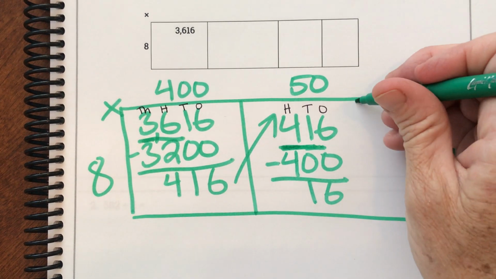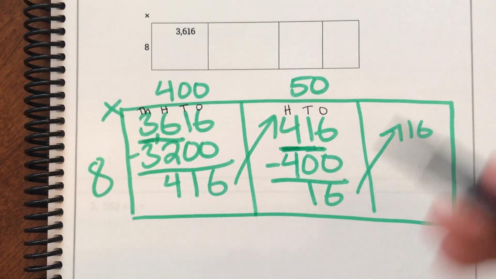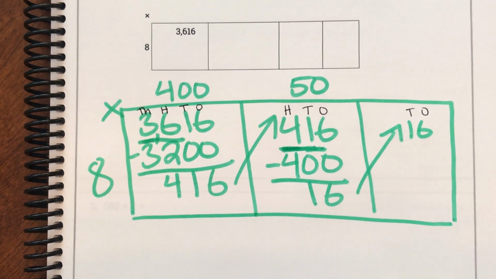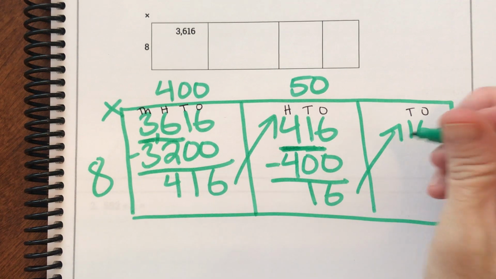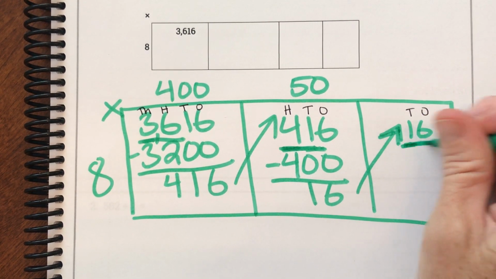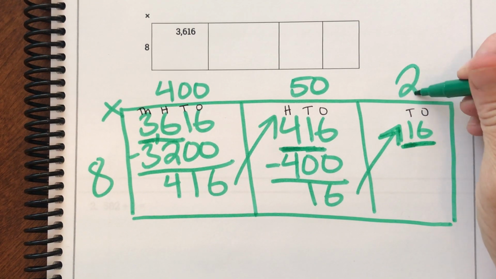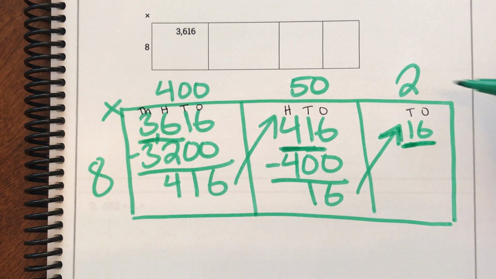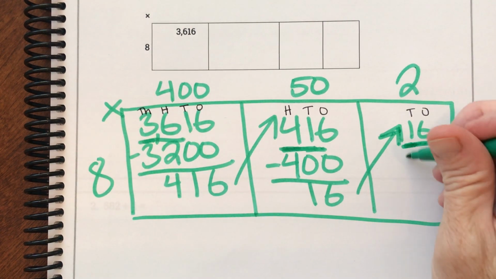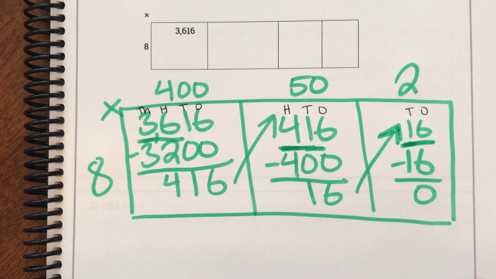Okay, so we're going to bring that and start over. We have our ones and our tens. Can 8 fit into 1? No. Can 8 fit into 16? Yes, 8 can fit into 16 2 times. And we're in the ones column, so 2 ones is just 2. And 2 times 8 is 16. And we have nothing, which is where we want. We want to be at 0.